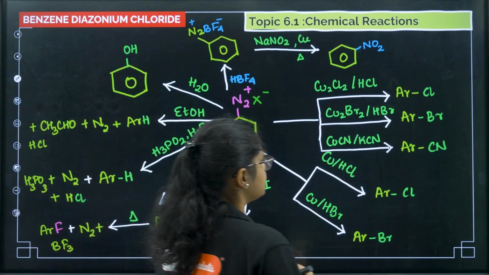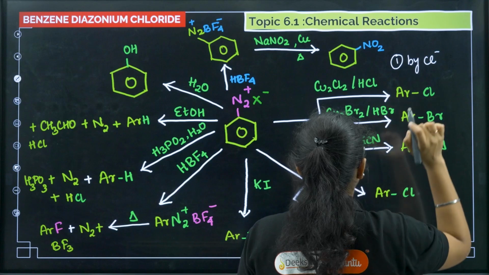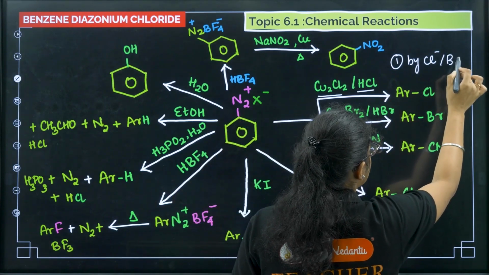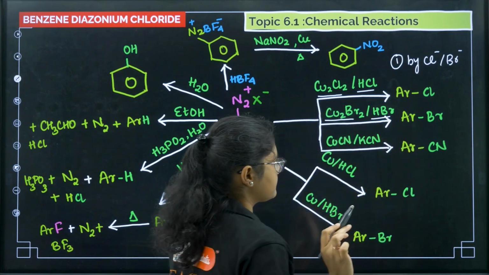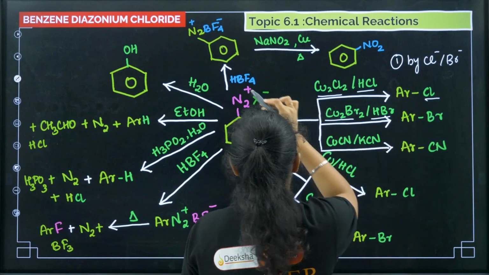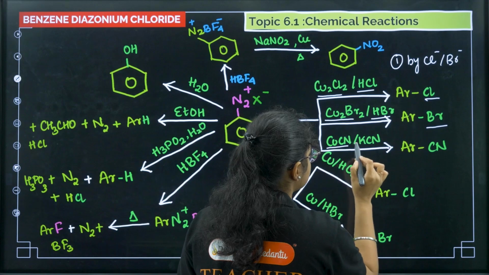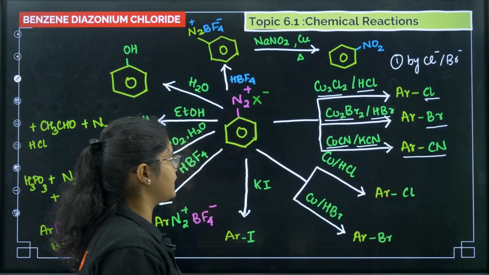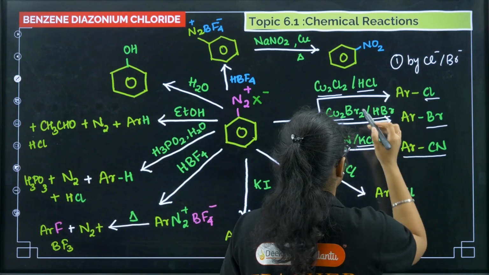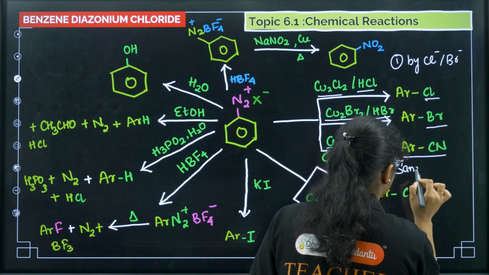The first one is replacement by Cl minus. For that you can use Cu2Cl2 and HCl. If you want to replace with Br minus, then Cu2Br2 and HBr. So you see what will happen: the N2 group will be replaced with the Cl group, or with the Br group. Now if you want to react with CN, then CuCN, KCN, and the N2 group is replaced with the CN group.